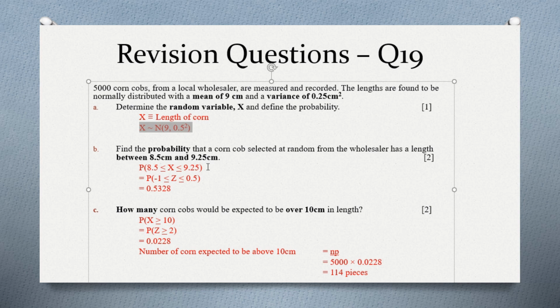How many corn cobs could be expected to be over 10 cm in length? Over 10 cm, probability of X more than or equal to 10. Change to Z-score, that's the probability. Expected, 5,000. Why? Because here you go, 5,000 corn cobs times the probability.